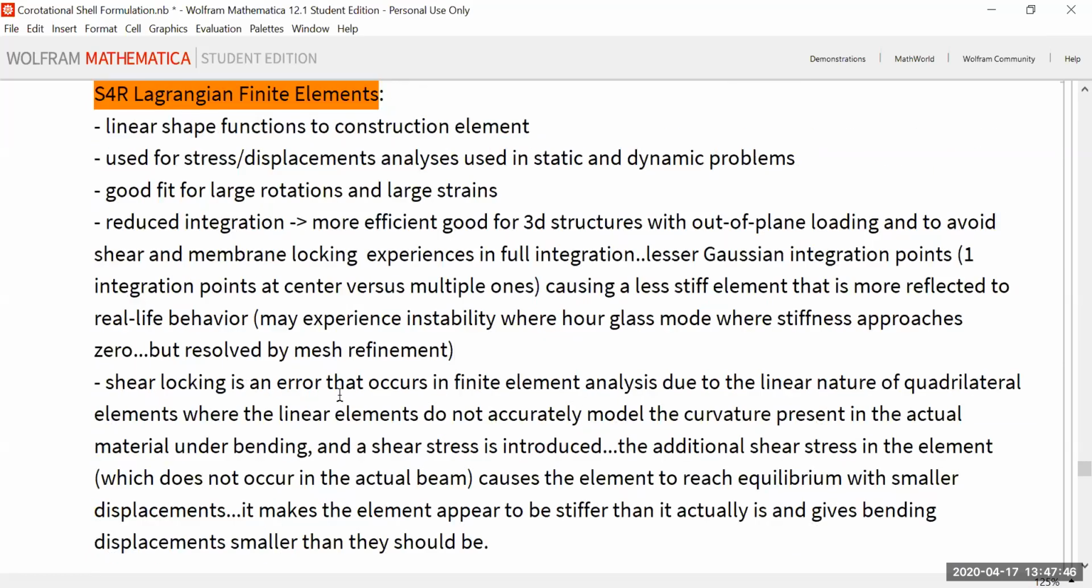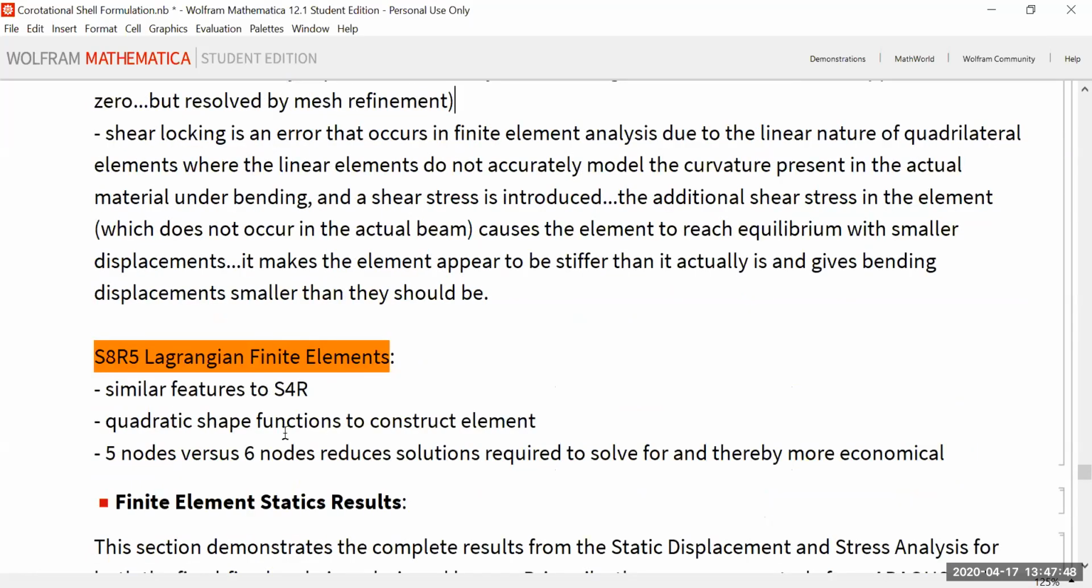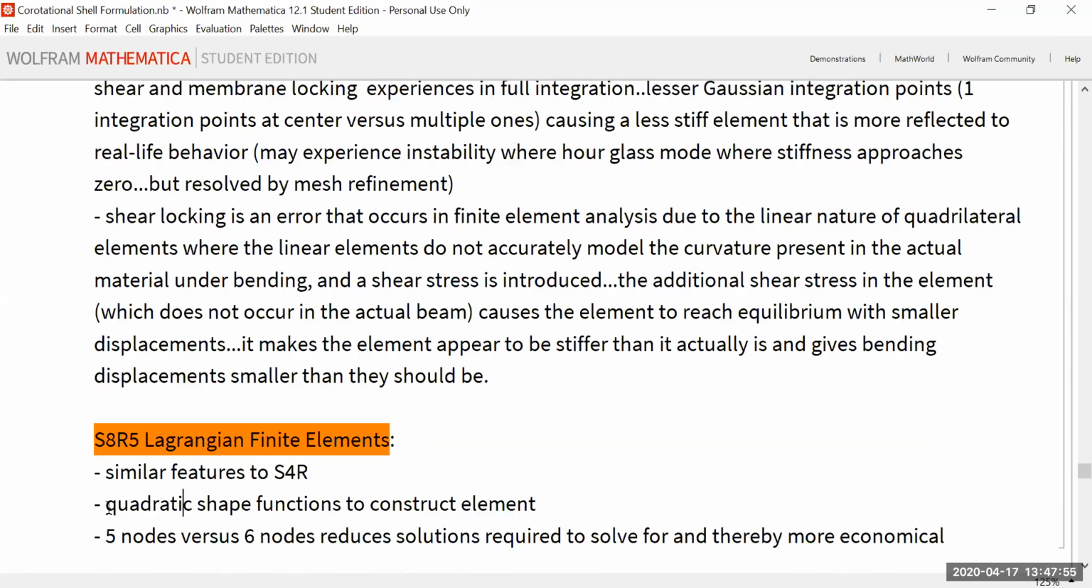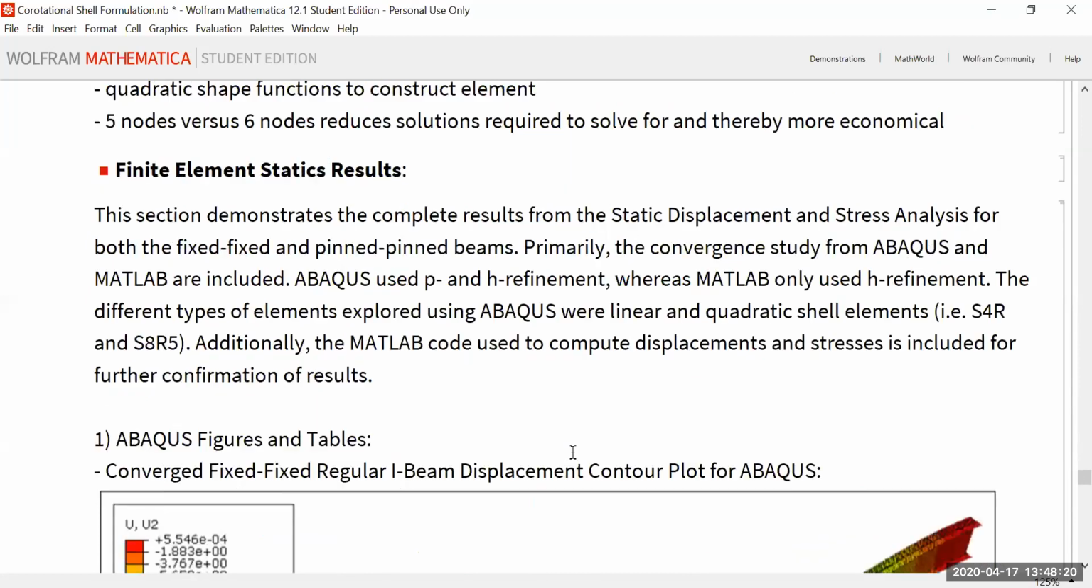And for the S8R5, the features are very similar. The only two differences are that this is a quadratic shape function to construct the element, and the 5 here means we're reducing the number of nodes, which reduces the number of solutions that we have to solve for, and thereby, I guess, makes it more efficient.